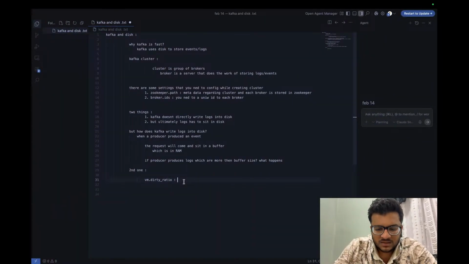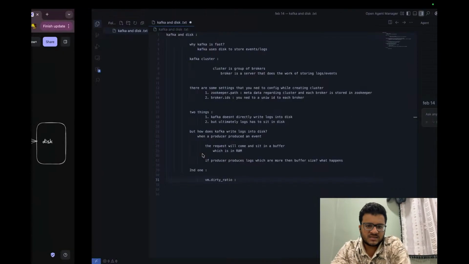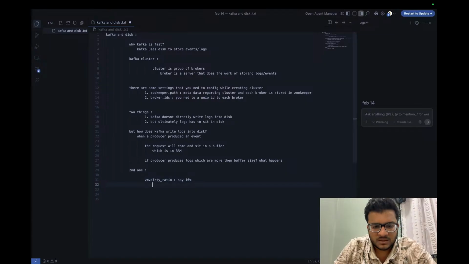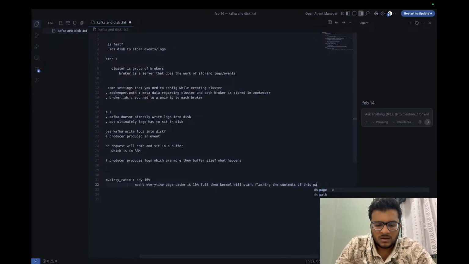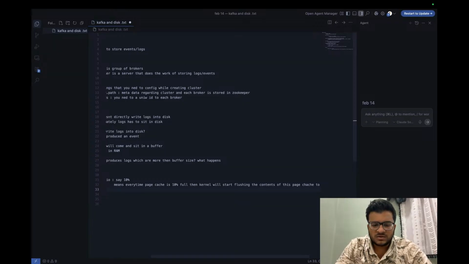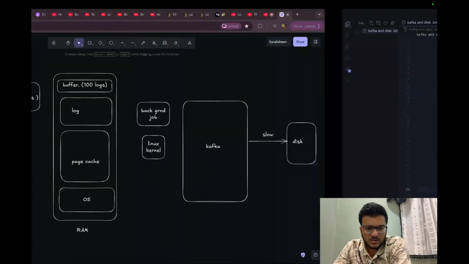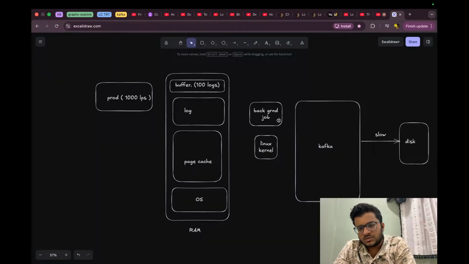So when you set this to 80%, usually you understand, right? When I say 10%, every time the page cache is 10% full, the kernel will start flushing the contents of this page cache to disk, which again slows down the system. So here the beauty of Linux, the kernel and the background job, is to make the interactions with the disk or hardware fewer. In that way we can save a lot of time.